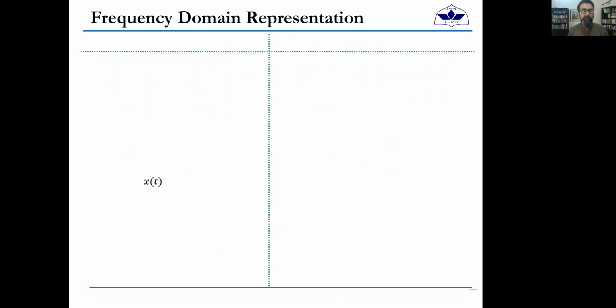Okay, so we're ready to summarize here. So the frequency domain representation works as follows. Irta, you have a question? Go ahead, please. Yeah, I have a question.